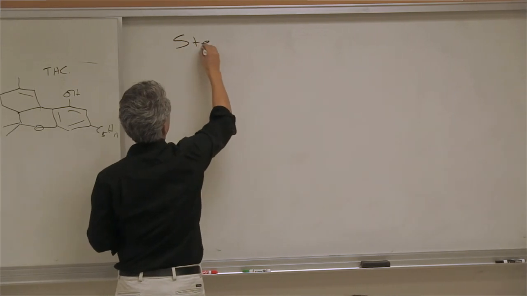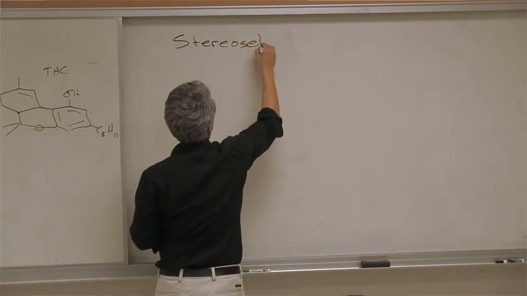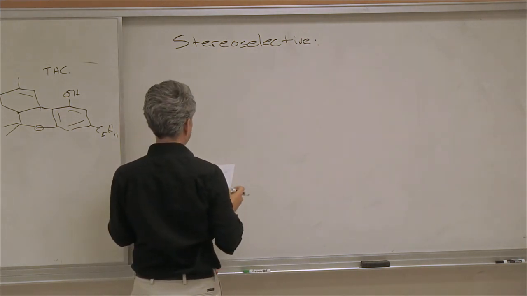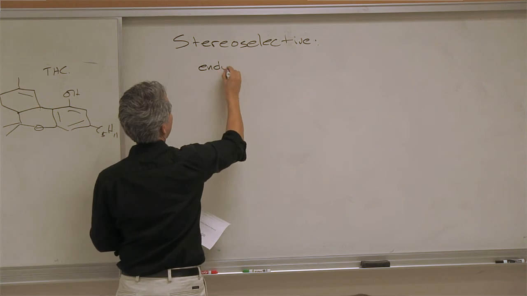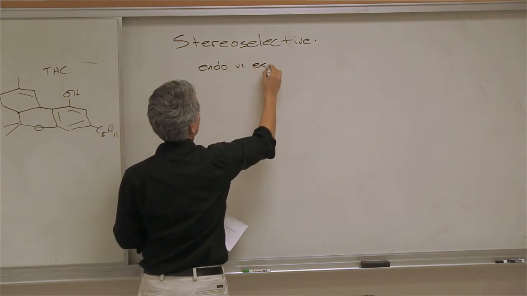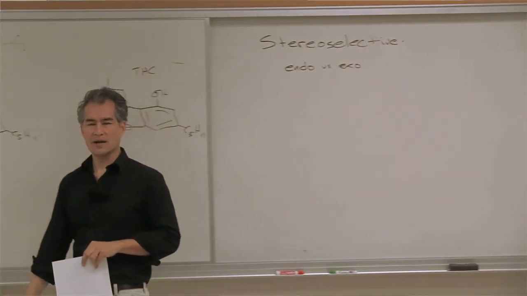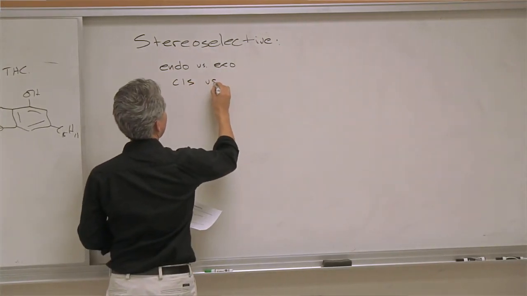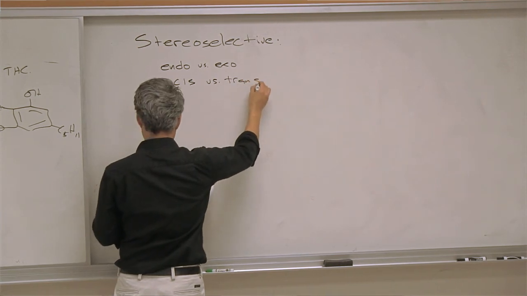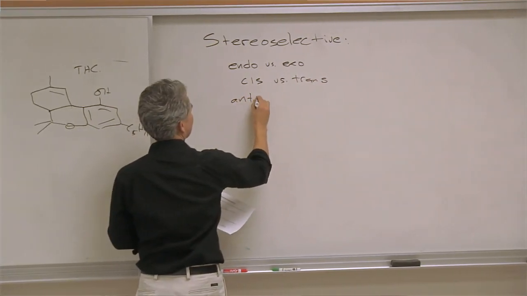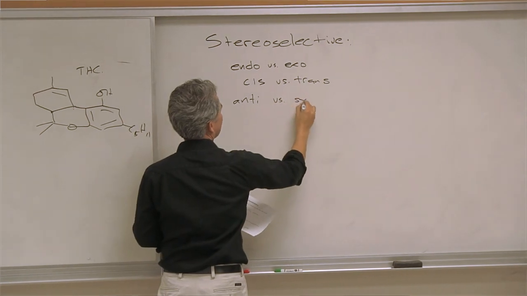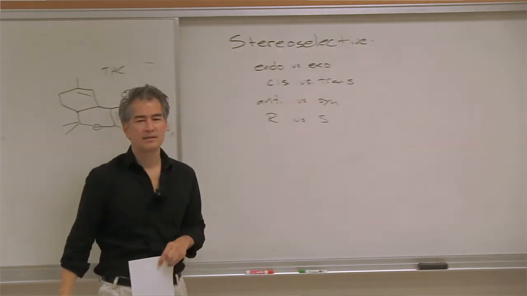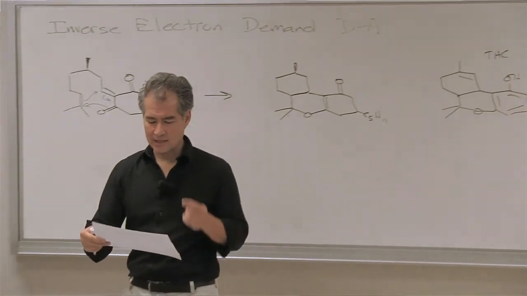What is a stereoselective reaction? It means you prefer one stereoisomer. For example, you prefer endo products over exo products. You prefer cis products over trans products. You prefer anti products in relationships over syn. You prefer R stereochemistry versus S stereochemistry. Those would be examples of stereoselective processes.